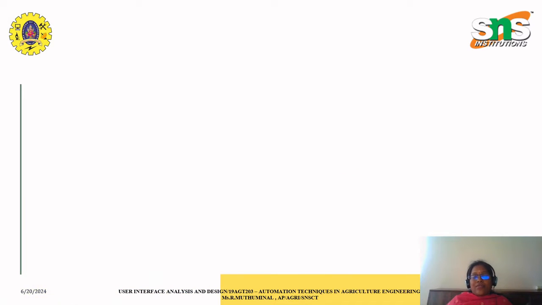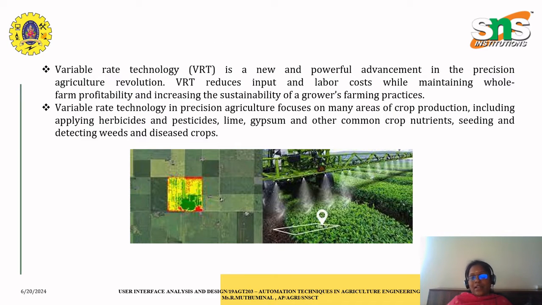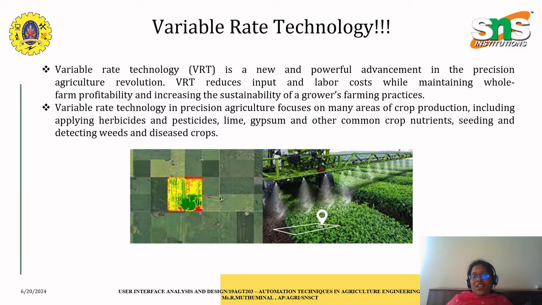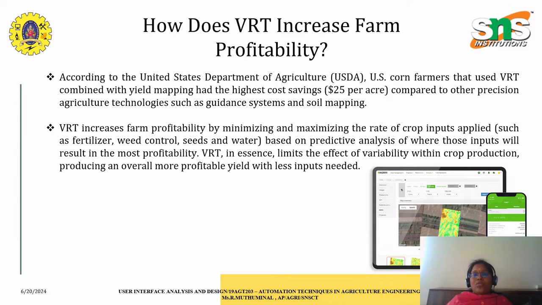We'll have a small review of the previous class. What we have seen in the previous class are how well food process engineering could take place and what are the alternate sources that are available. And also we have seen what variable rate technology is, how it works, why we need it, what it does, and how it can increase farm profitability. Actually, in essence, it limits the effect of variability within crop production and also helps us to produce an overall more profitable yield with less input needs. This is what we have seen in the previous class.